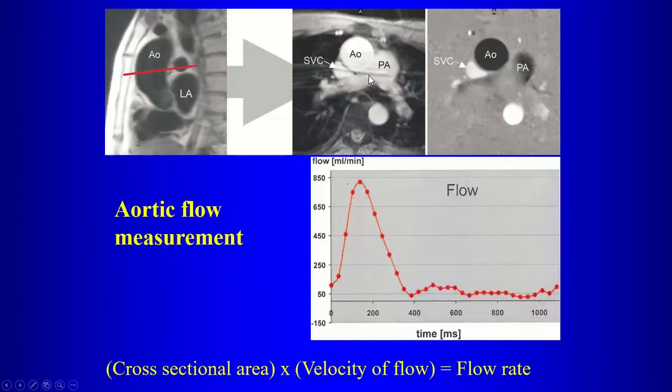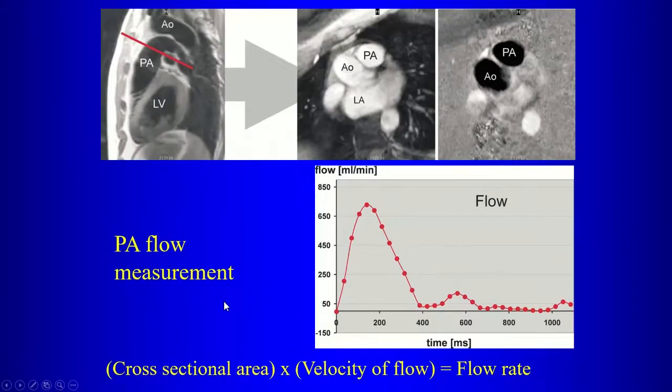Now, if we take a plane just above the aortic valve, we can evaluate the flow in the ascending aorta. So we want a plane exactly perpendicular to the ascending aorta, just above the aortic valve, and then we can do phase contrast imaging there and look at the flow through this region throughout the cardiac cycle. If we know the cross-sectional area, which we can measure from these images, the cross-sectional area times the average velocity of flow will give us the flow rate through the ascending aorta just above the aortic valve.